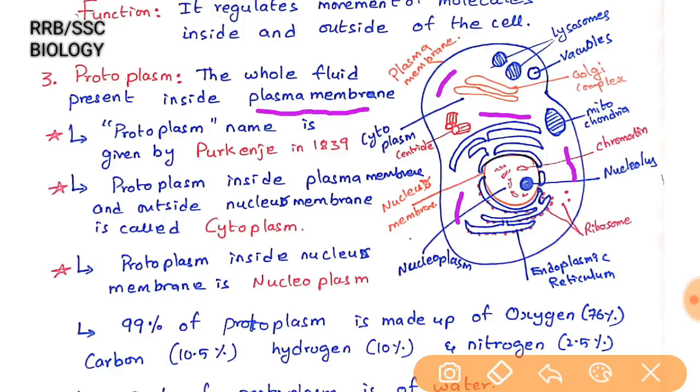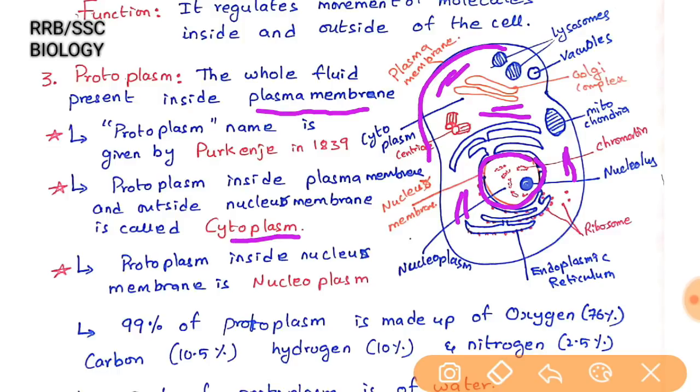And here you have to note that this is the nuclear membrane. The outside membrane is the plasma membrane, friends. The space between the nuclear membrane and the plasma membrane is filled by the fluid called cytoplasm. Protoplasm inside the plasma membrane and outside the nuclear membrane is called cytoplasm.